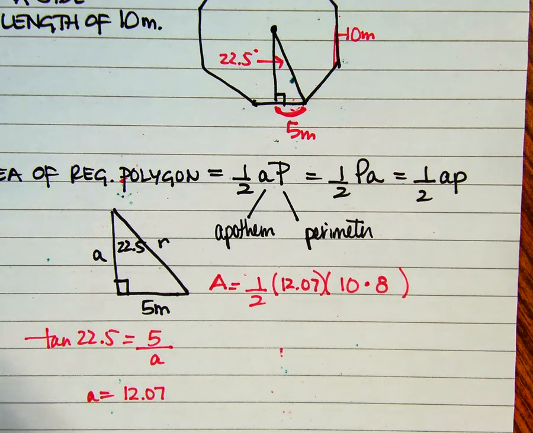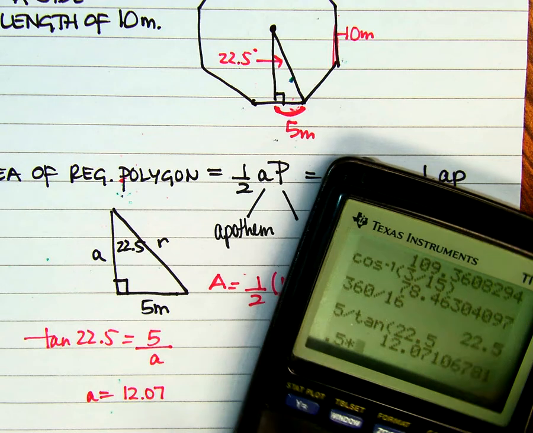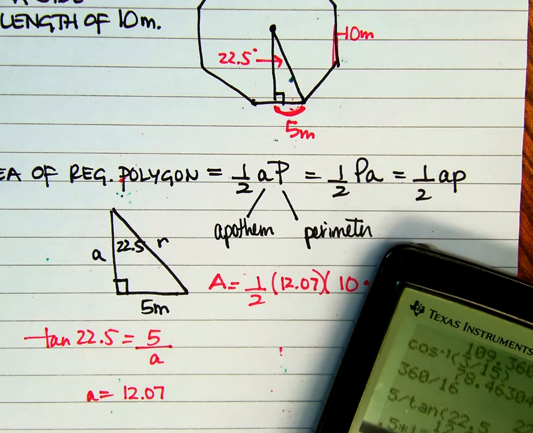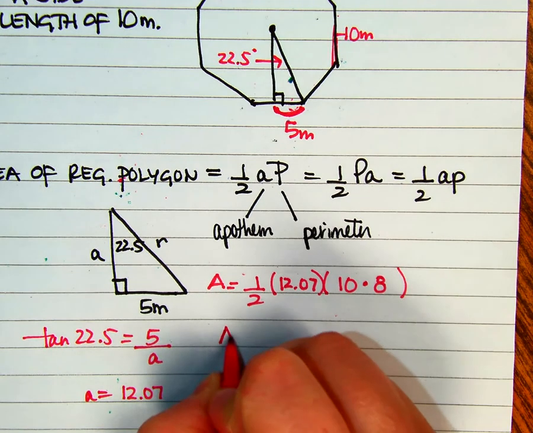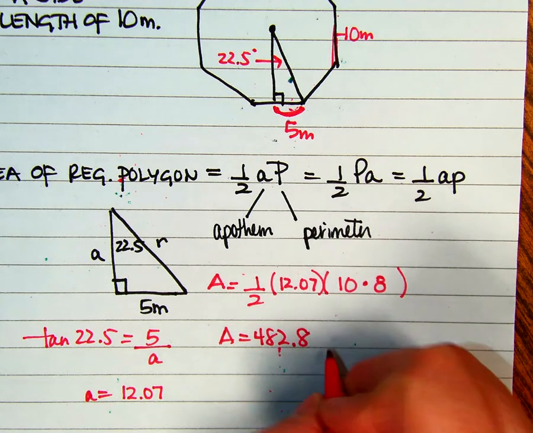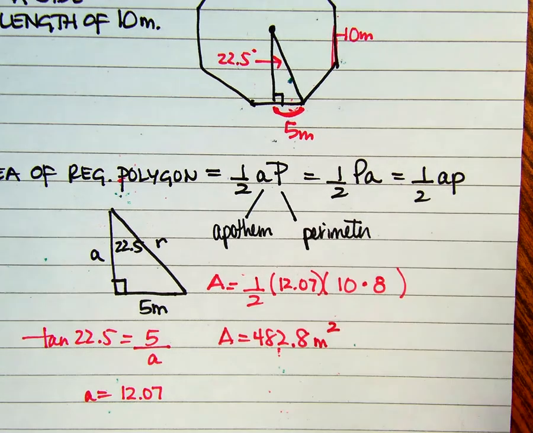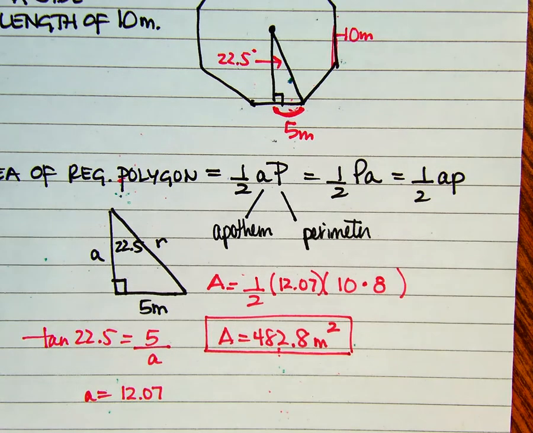So 0.5 times 12.07 times my 10 times my 8. I could have just put an 80. So I have 482.8 meters squared, because we're still talking about area. Okay?